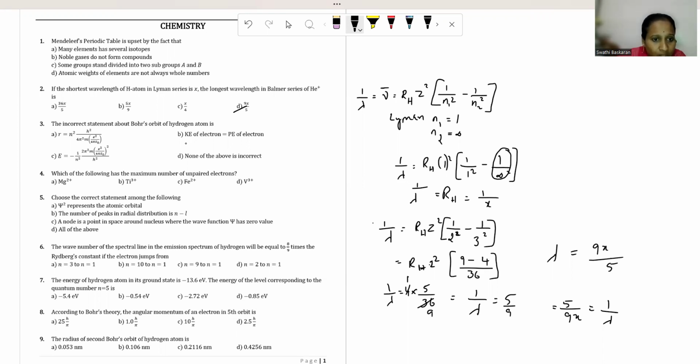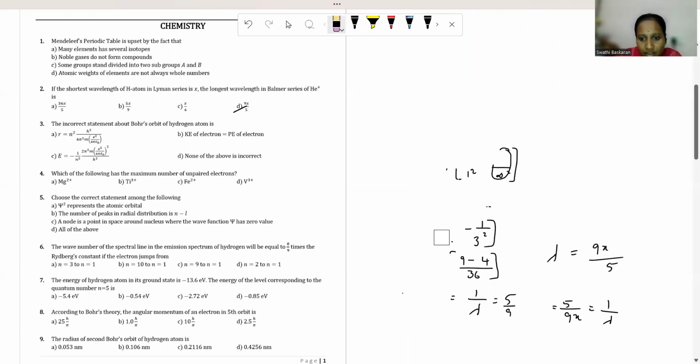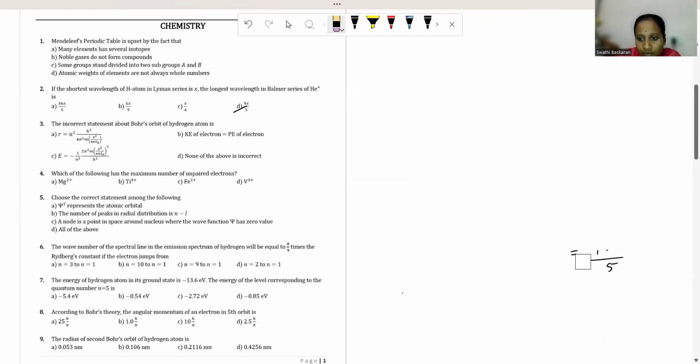Now coming to option B, what is option B? Kinetic energy of electron is equal to potential energy of electron. Is it correct? No. So now let us find out why this is incorrect. According to Bohr's concept, all of us know that the energy of the electron will be equal to the summation of potential energy as well as kinetic energy, right? So now let us find the relationship between potential energy and kinetic energy, and find out why kinetic energy of electron is not equal to potential energy of the electron.